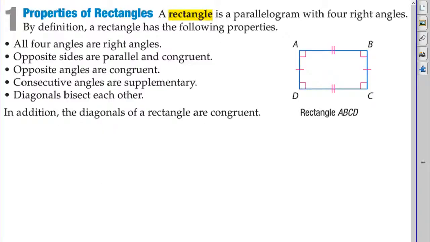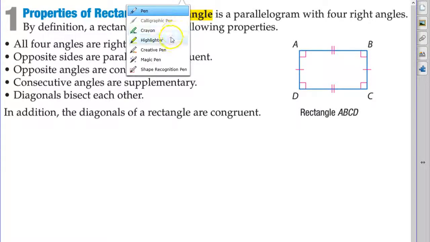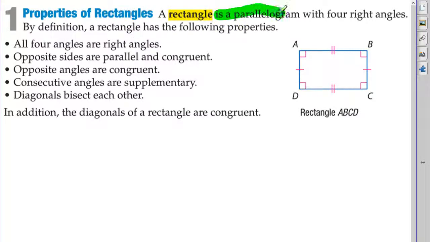So first of all, a rectangle is not just a shape where both pairs of opposite sides are congruent, where you kind of think of these two sides are the same and those two sides are the same, but they're not all four the same because it's a square. Actually, it's much simpler than that. A rectangle is, first of all, a parallelogram, and it's a parallelogram with four right angles. That's it.